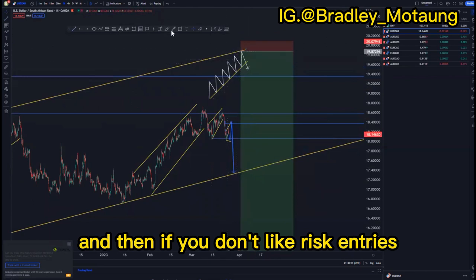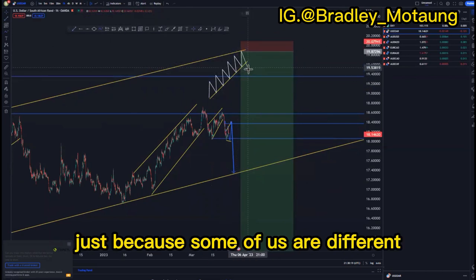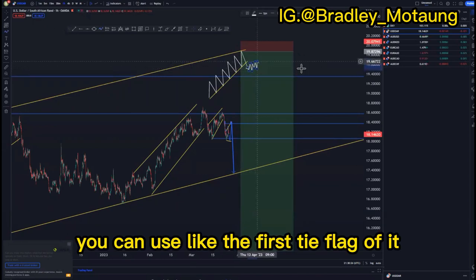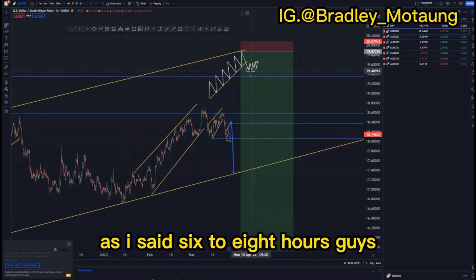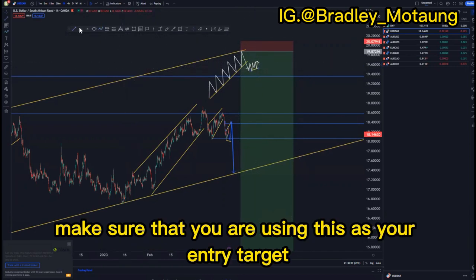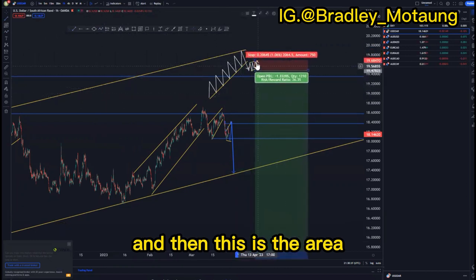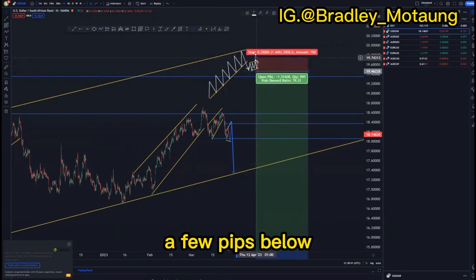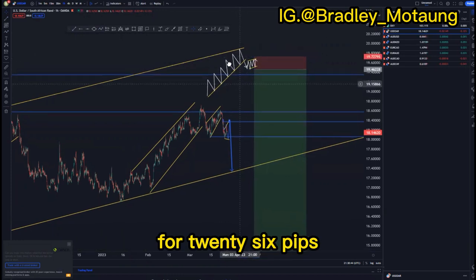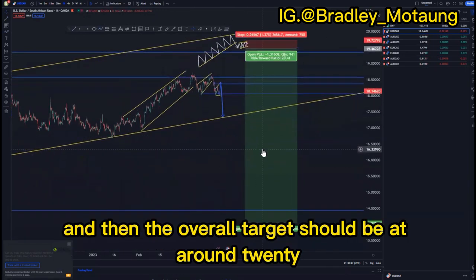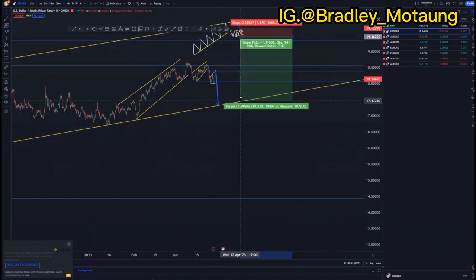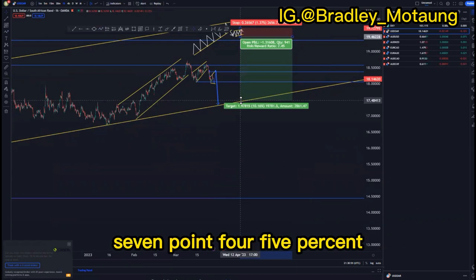And then if you don't like risk entries at the top of the structure, just because some of us are different, we don't like risk, you can use the first tile flag, which is around this area. As I said, 6 to 8 hours, make sure that you are using this as your entry target. And this is the area. Your entry should be just below here, a few pips below. Your stop can be just above for 26 pips, which is okay also. And then the overall target should be at around 18%, which is okay. And the first target is at around 7.45%.